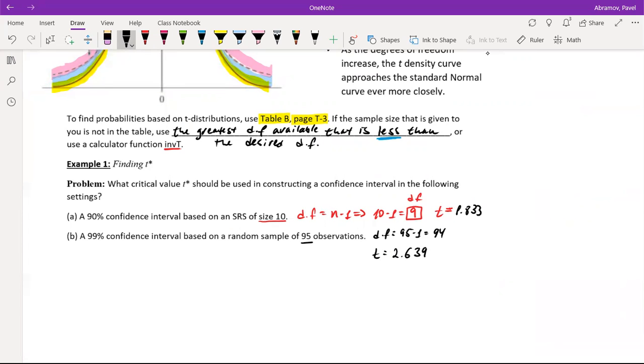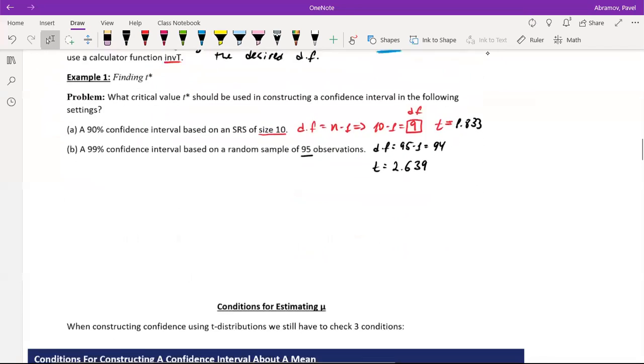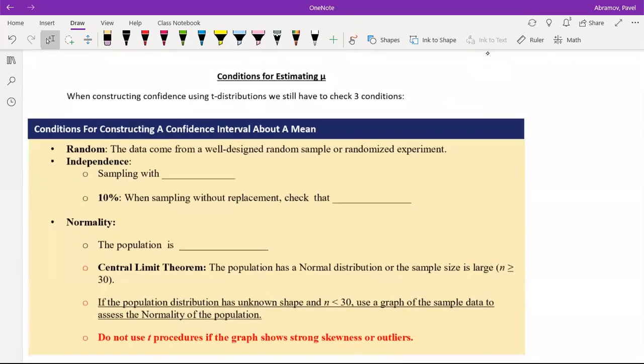So once again, please remember that if your degrees of freedom are not shown in the table, you always round down and you use the lowest degrees of freedom available compared to what your desired degrees of freedom are. Okay, so that's what the t distribution is. In the next part, we're going to discuss the conditions for estimating the population mean, and then we eventually will actually learn how to find the actual confidence interval using the t-table, and how to find the confidence interval for the population mean.